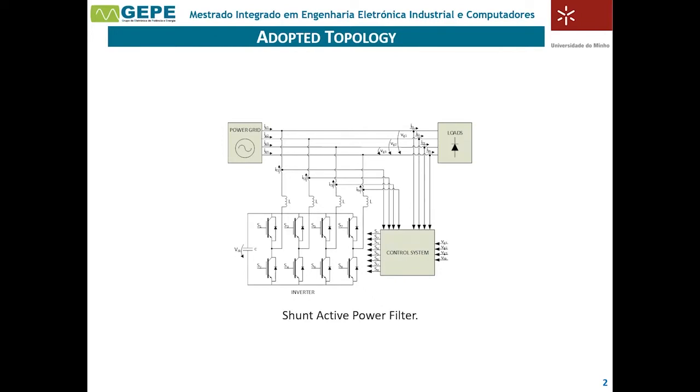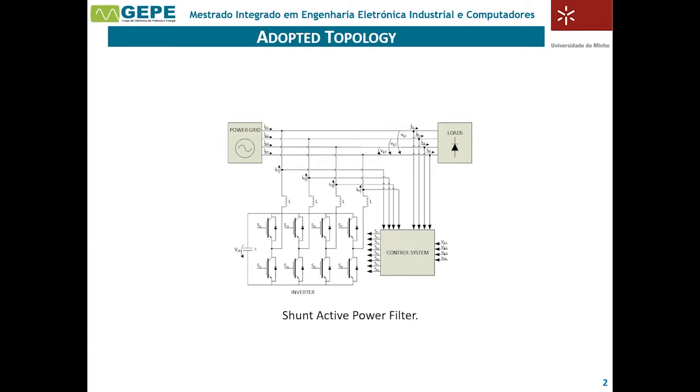A shunt active power filter is an equipment used to compensate in real time harmonics, current unbalance in case of a three-phase installation, and power factor of an installation through the production of reactive power and harmonic currents.